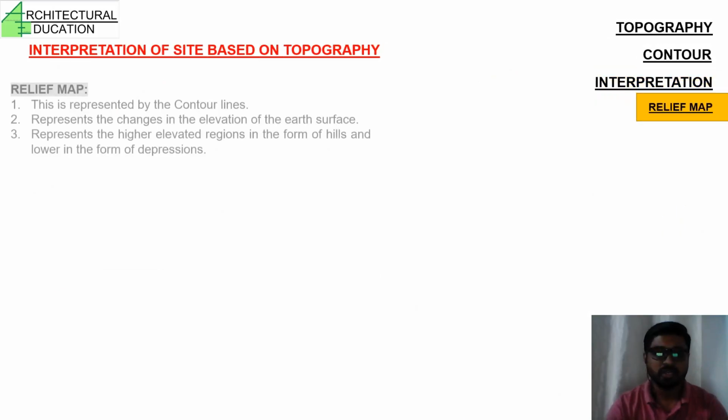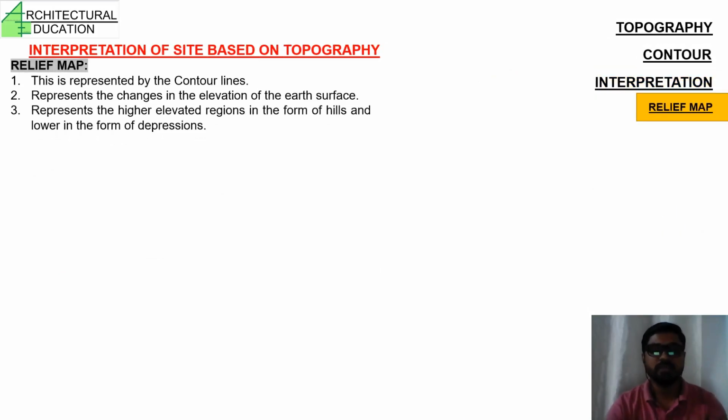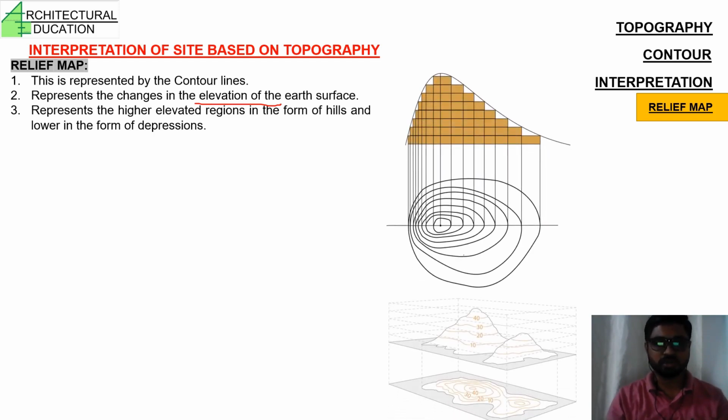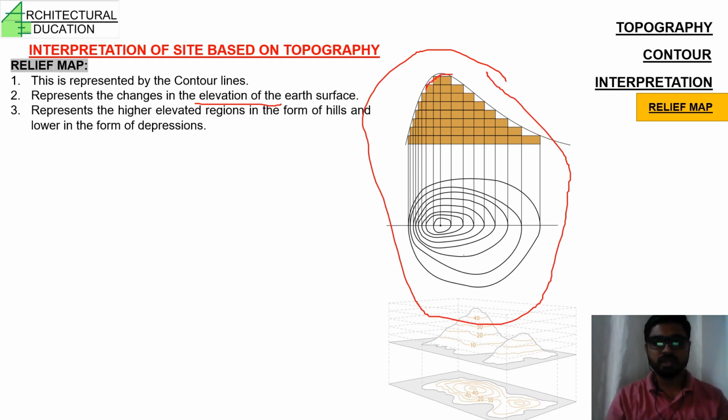First one is the relief map. The relief map is represented by the contour lines. This generally helps us in understanding the variations in the elevations present there. The same sketch helps us understand that there is a height over here, then a slope, and then a depth over here.